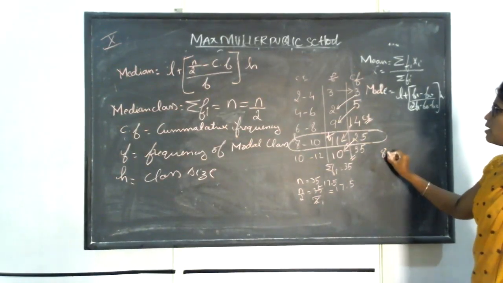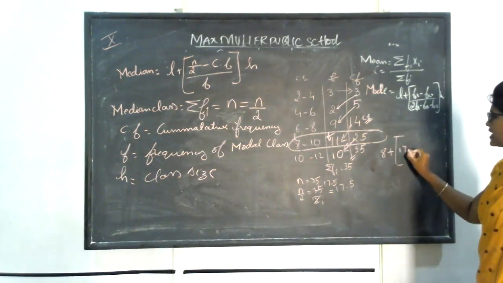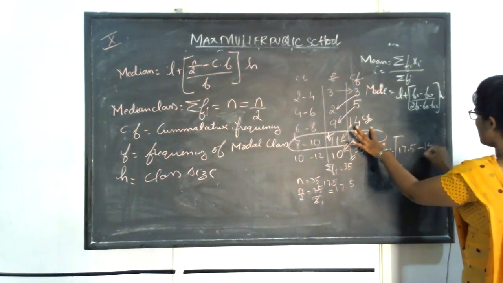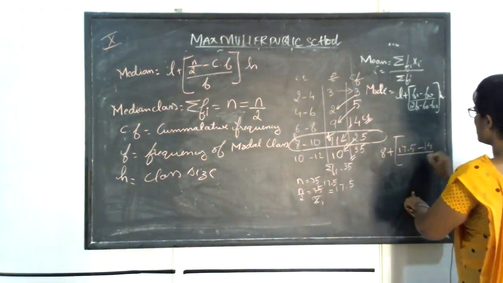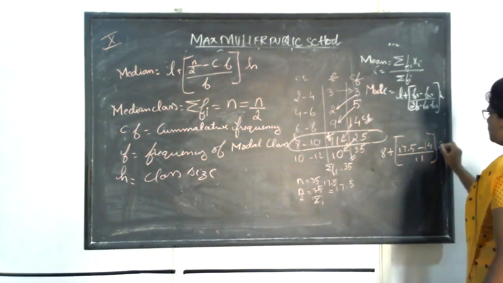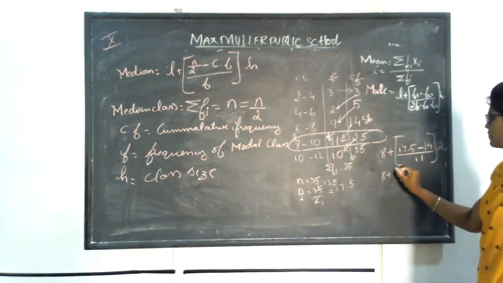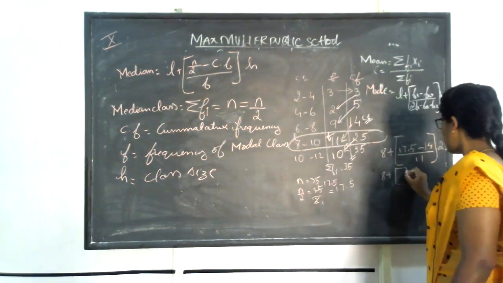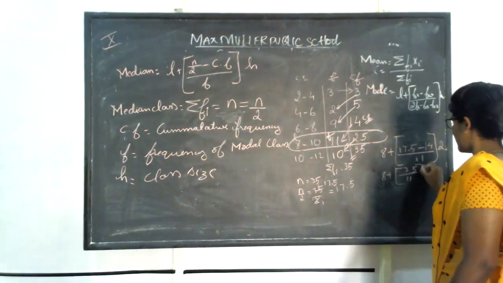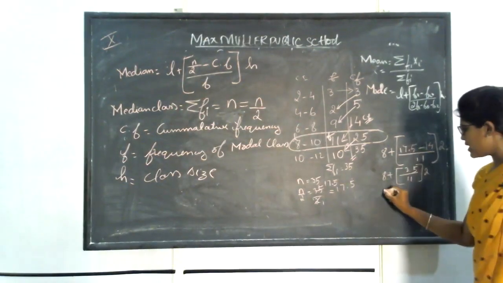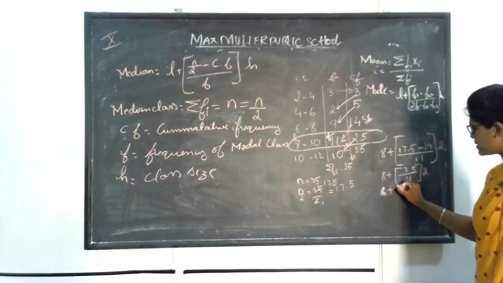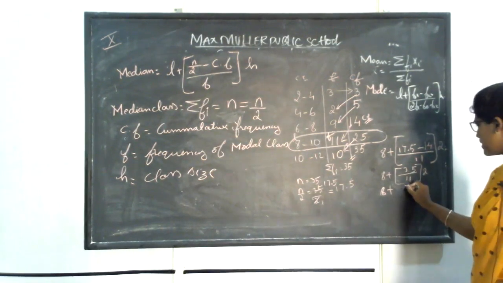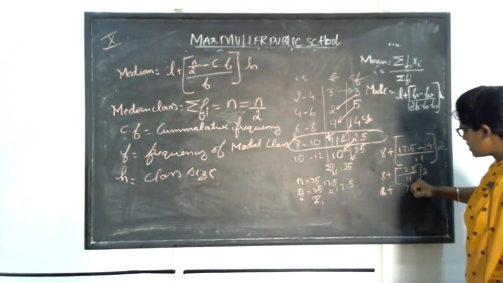So it will be 8 plus n by 2, which is 17.5, minus the cumulative frequency, 14, divided by F, which is 11, into class size 2. So it is 8 plus 17.5 minus 14, which is 3.5, divided by 11, into 2. Now multiply 2 inside the bracket. 8 plus 2 5s are 10, 1 carry, 2 3s are 6, 6 plus 1 is 7. You will get 7.